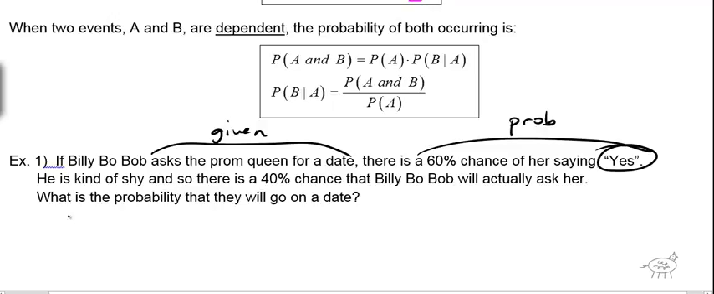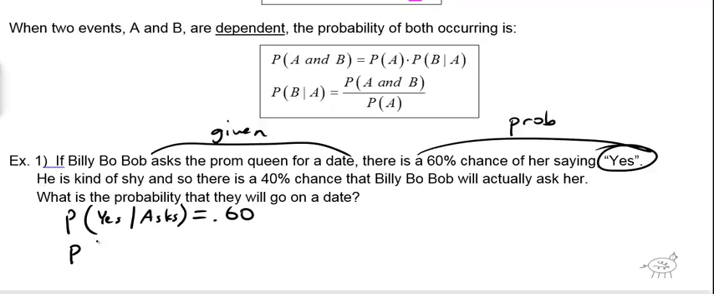This is what it looks like: the probability that she says yes, given that Billy Bo Bob asks her. That's the notation. Does that make sense? So the probability that she says yes, given that he asks her, is 0.60. The second part says he is kind of shy, and so there's a 40% chance that Billy Bo Bob will actually ask her. So the probability that he asks her is going to be 0.40.